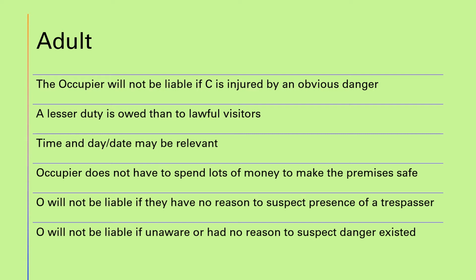Again, remember why this act was created as well. This act was created because of children. You look at the case of British Railways Board and Herrington, or at least that was the starting pistol for this particular act. So lesser duties are owed to trespassers than to lawful visitors. Lawful visitors are afforded more protection, but we need to give reasonable protection in this case.